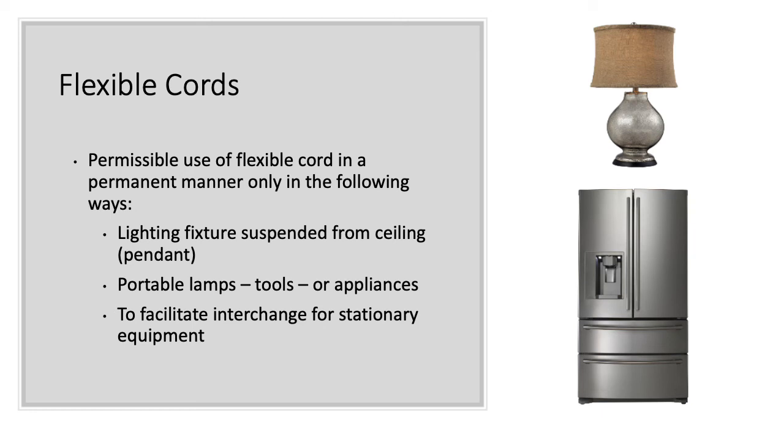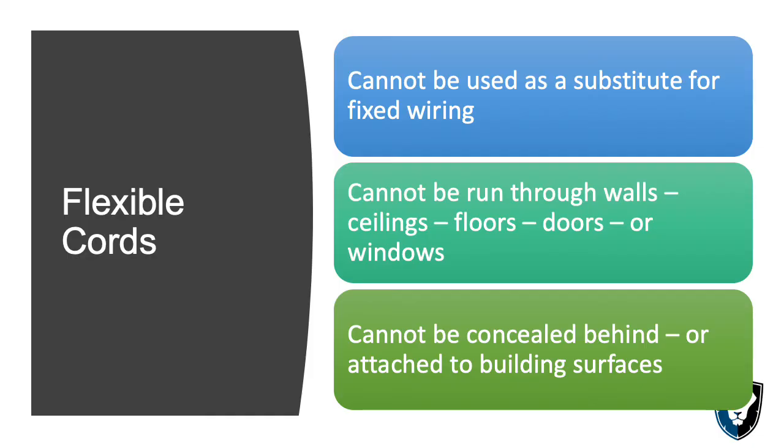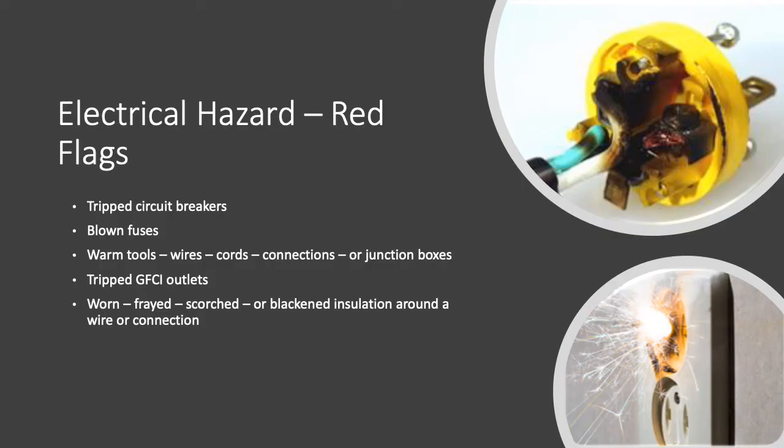So making sure that they're only used in appropriate uses: in portable tools, to facilitate interchange for stationary equipment, like when it's being moved from one place to another, or lighting fixtures suspended from ceilings, like pendants. That's the only time flexible wires can be used. They can't be used as a substitute for fixed wiring. They cannot be run through walls, ceilings, floors, doors, or windows. And we've all seen it when we've run it that way and then closed the door on it. It obviously causes damage to the cord, and that's why we don't want to be using it that way. And we don't want to have them be concealed. We want to be able to inspect them consistently. And sometimes in certain environments, you actually have to inspect them monthly and then tag them when you do so.